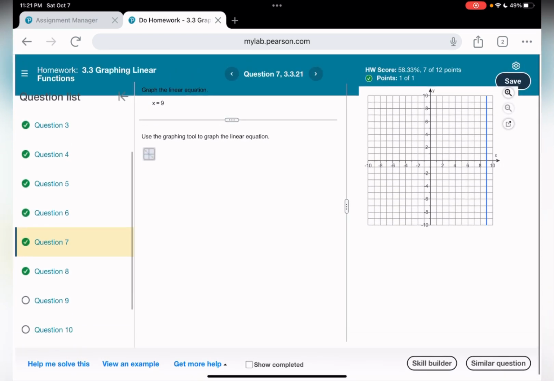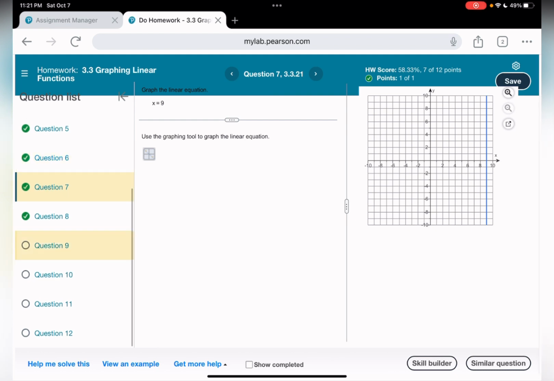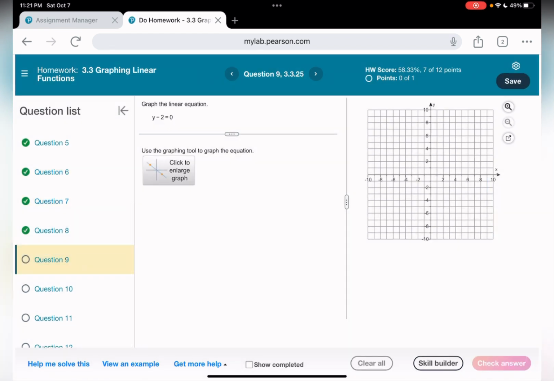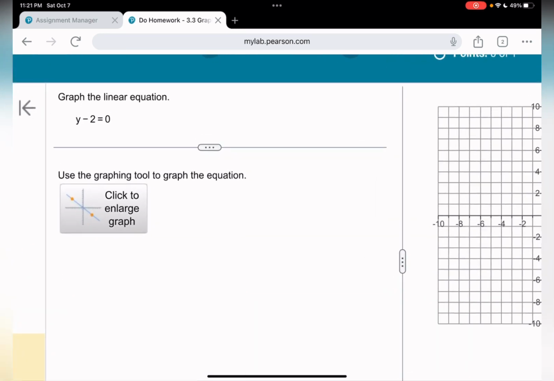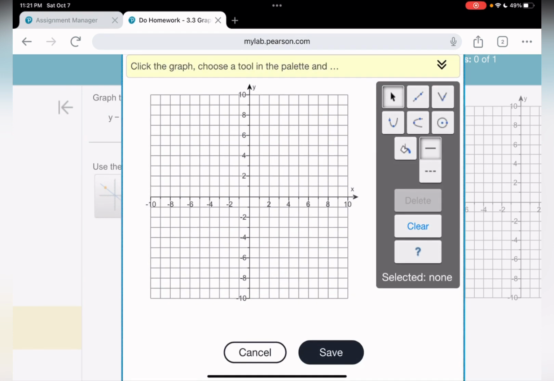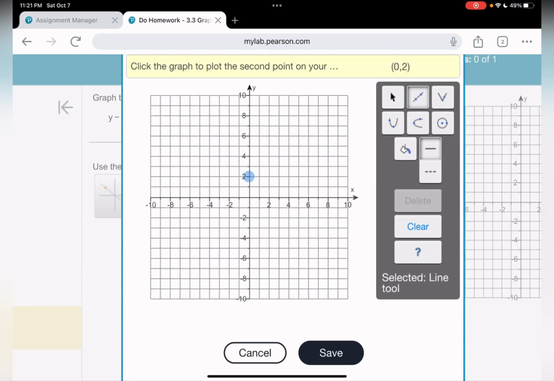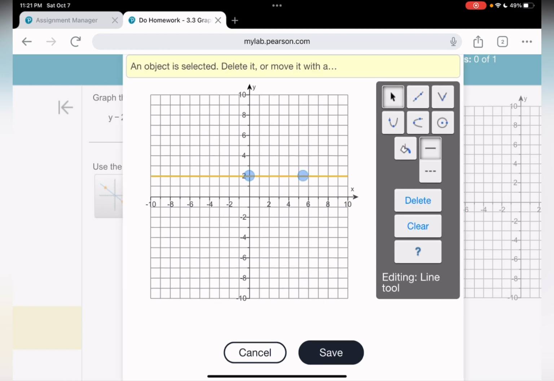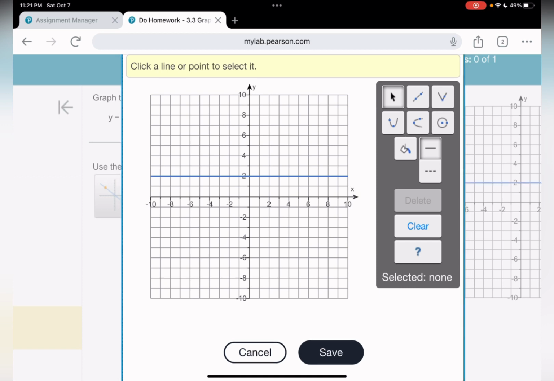Question number 9. What is here? X minus 2 is, y minus 2 equals 0, which means the graph is y is equal to 2. Because there is no x, that means the graph is going to run parallel to the x-axis and never cross the y-axis.